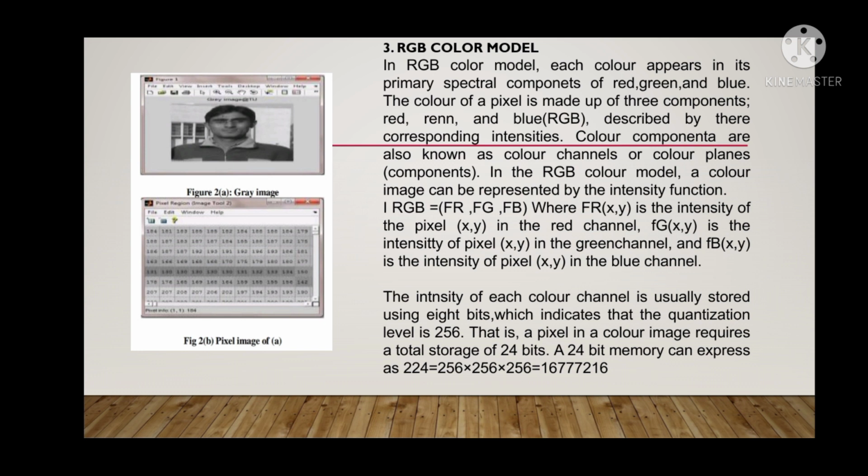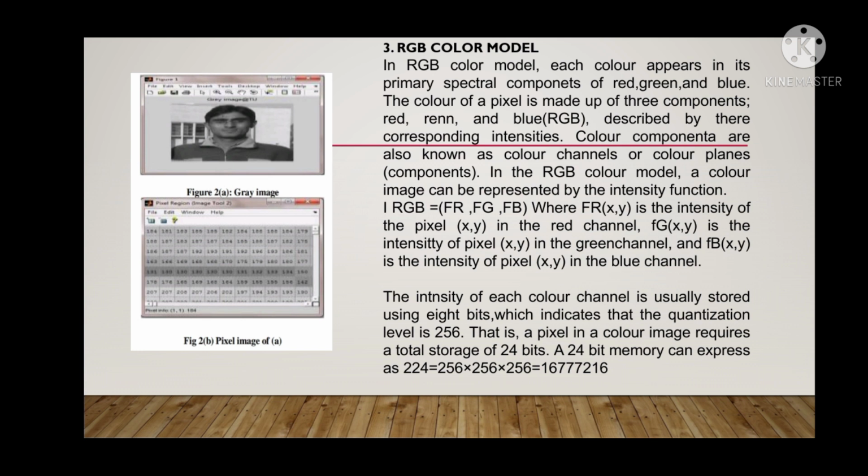Number 3, RGB color model. In the RGB color model, each color appears in its primary spectral components of red, green, and blue. The color of a pixel is made up of three components: red, green, and blue, described by three corresponding intensities. Color components are also known as color channels or color planes.